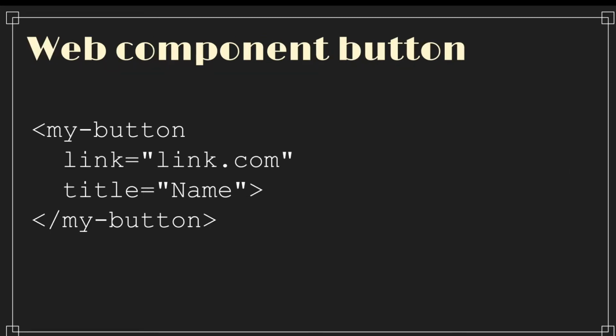And so what that might look like as a web component is I would have a my-button, and then I would have custom properties or attributes on there to say link equals link.com, title equals name, and I would get the equivalent of that previous button, right? So just a very minor amount of abstraction.